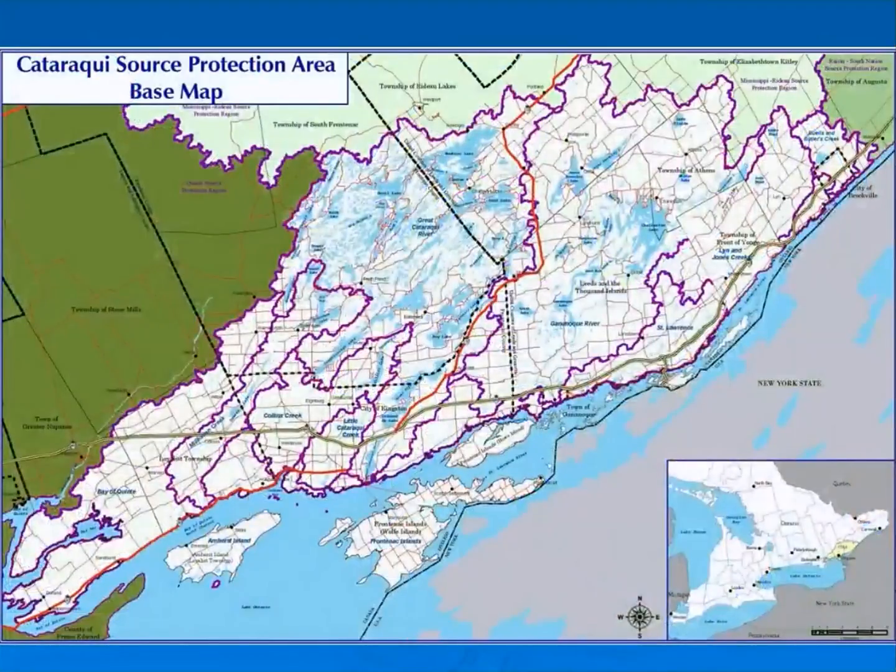Every source protection area or region has a source protection plan. The Clean Water Act established Conservation Authority jurisdictions as source protection areas. The Cataraqui Source Protection Area includes portions of 3 counties and all or part of 12 municipalities. The boundary is the same as that of the Cataraqui Region Conservation Authority, with the addition of the township of Frontenac and the islands.